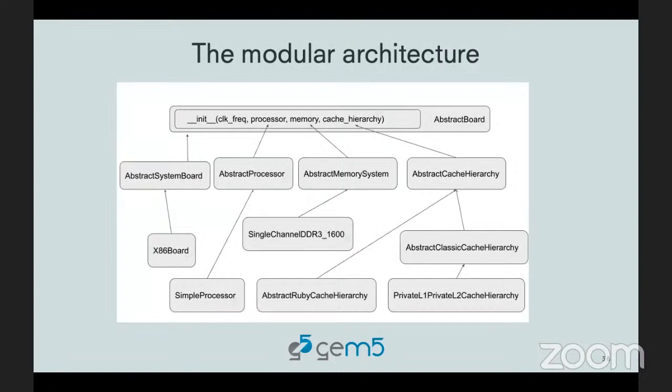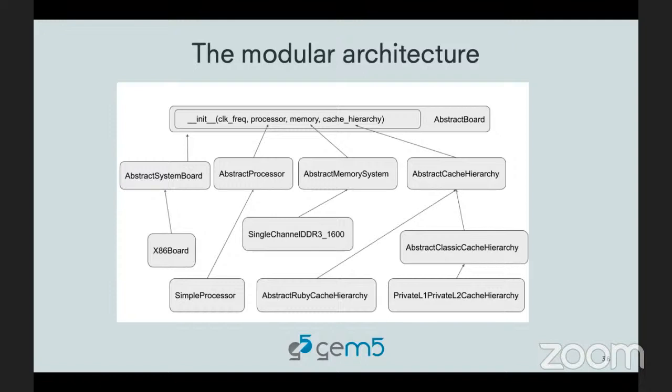This is kind of how it looks at the level of class hierarchy. But just so you know, in our system, we have things like an x86 board for running x86 simulations, and that needs a processor. An example of a processor would be the simple processor. It needs a memory system. And again, I keep going back to the DDR3 1600. I don't know why, there's plenty more.